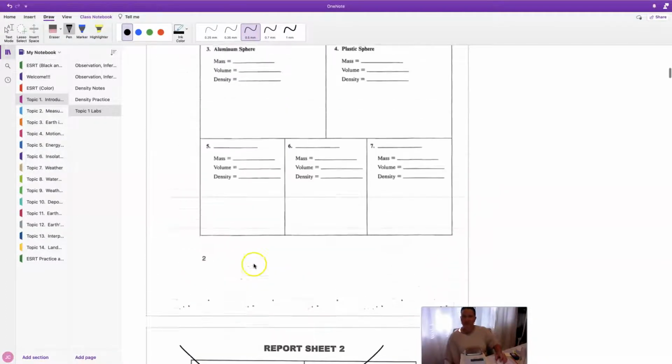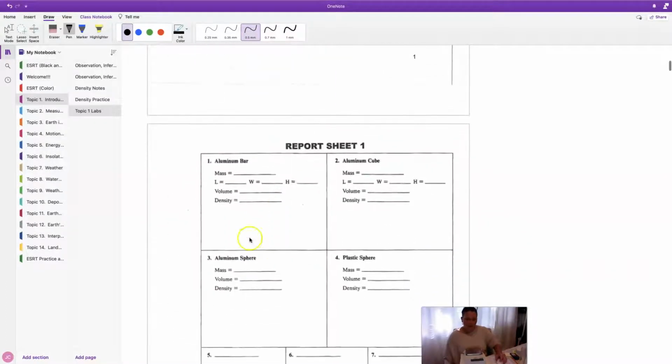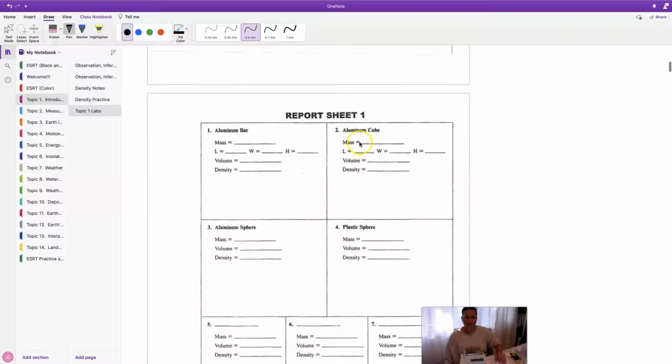So hopefully you paused and figured out your definitions and now you're back, and we are going to start looking at how to figure out the density of some different items. The first item says aluminum bar. Your second item is your aluminum cube.